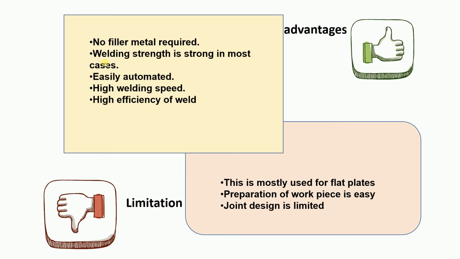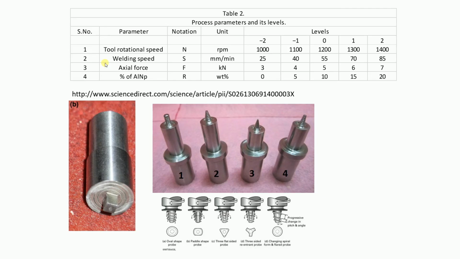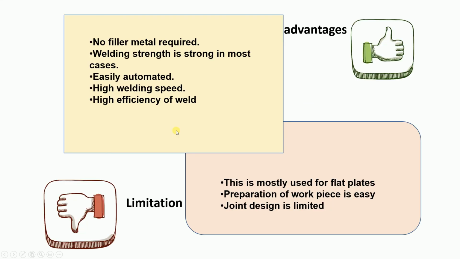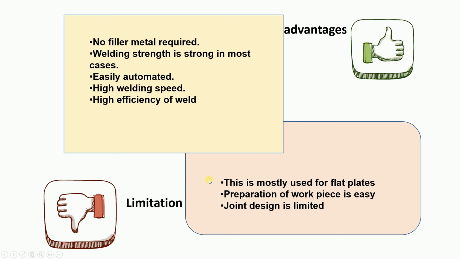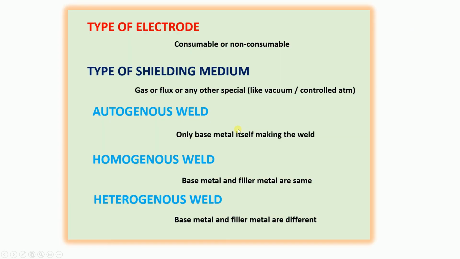The limitation is that joint type and design are very limited, because butt joints okay, lap joints okay, but T joints, how are you going to tilt the workpiece and make the tool work? It's very difficult. Use flat plates, yes, as you saw in the initial slides, and this diagram is only for flat plates, not for cylindrical or conical operation. Preparation of the workpiece is easy. Again I am telling you, there is no electrode needed, flexibility is low, and only autogenous welds are possible; homogeneous and heterogeneous is very difficult.